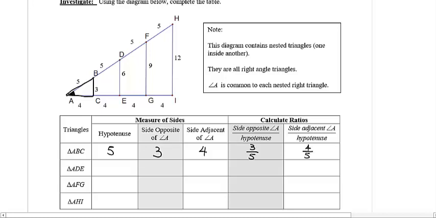Good. So now I'd like us to do the exact same thing with this triangle ADE. The hypotenuse in this case, no longer 5, it's 5 plus 5, which is 10. The side opposite in this case is, you got it, 6. The side adjacent, not 4, but 4 plus 4, that's 8. Doing these ratios, I get 6 over 10. And this one, of course, is 8 over 10. Now notice 6 over 10 simplifies to 3 over 5. And 8 over 10 simplifies to 4 over 5.